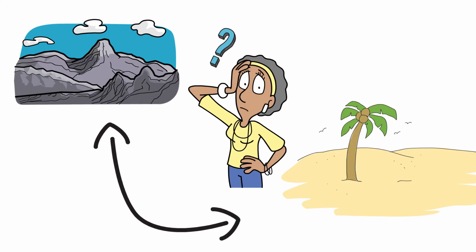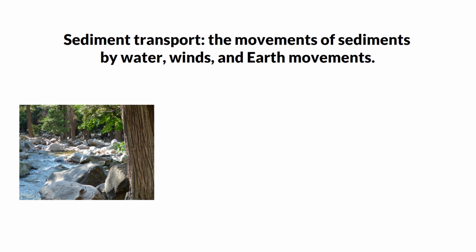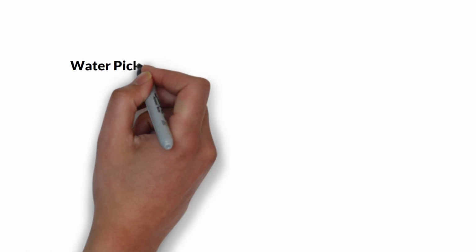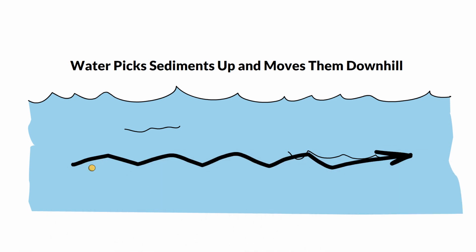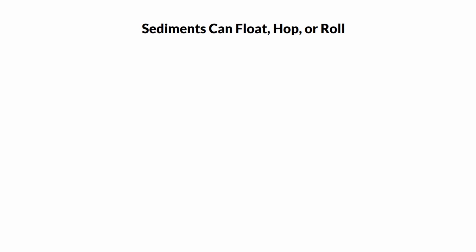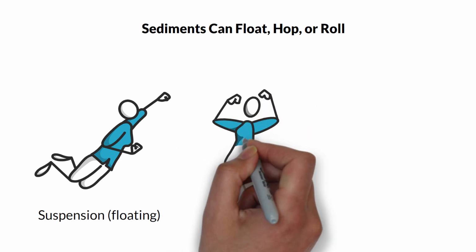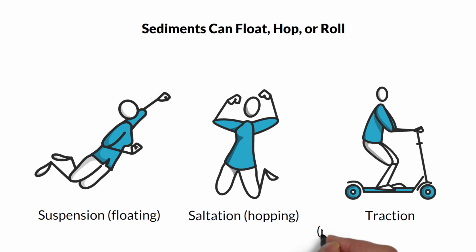Now that we know what sediments are and how they form, you might be wondering, how do they get from the mountains to the beach? The answer lies with water, winds, and earth movements. Water lifts sediments up and carries them downstream. Sediments exhibit three types of movement in flowing water. They may be suspended in water, literally floating in the stream of water as it heads downhill. They may hop along the river bed, a process called saltation, or they may be rolled or dragged along the bottom.